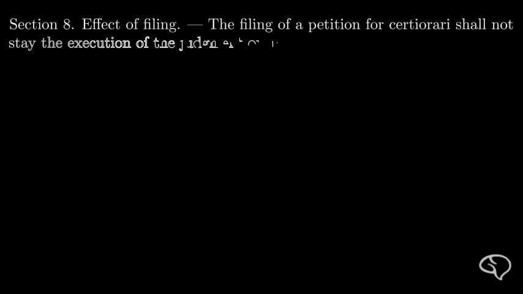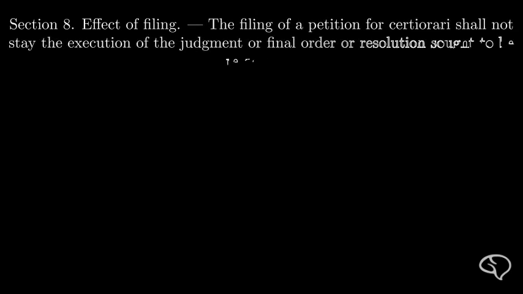Section 8 addresses a common misconception. Filing a petition for certiorari does not automatically stop the execution of the judgment you're challenging. The judgment remains enforceable. So if Comelec declared your opponent the winner, they can assume office even while your petition is pending. If COA ordered you to return funds, you are still obligated to do so.